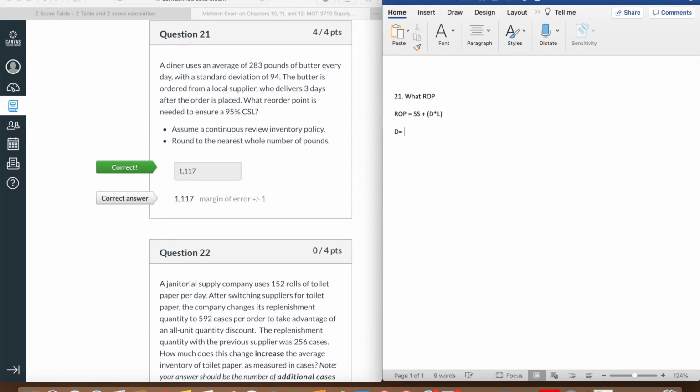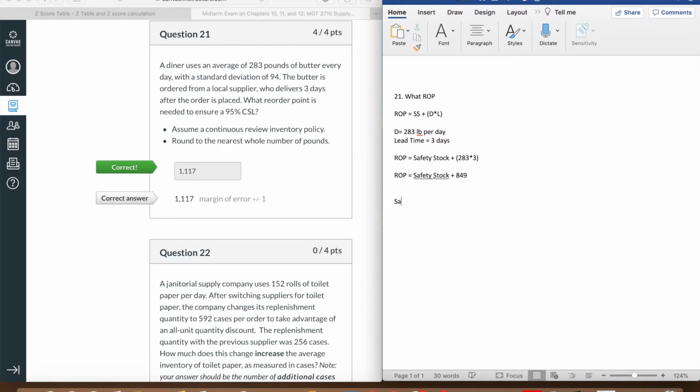So we can just list out that the demand is 283 lb per day. The lead time is how long it takes for that butter to be delivered. So it takes 3 days from when you put in the order to when you receive it. So we have that part of the problem done. Now we can rewrite that to be safety stock plus 283 times 3, which comes out as ROP equals safety stock plus 849. So now this is the part that we're trying to find in the equation.